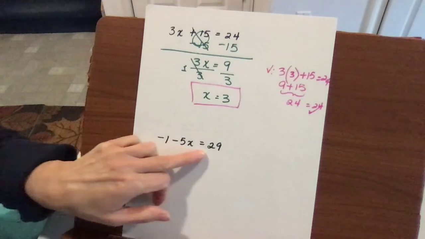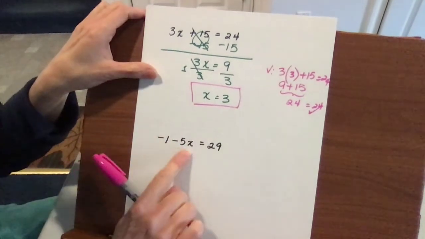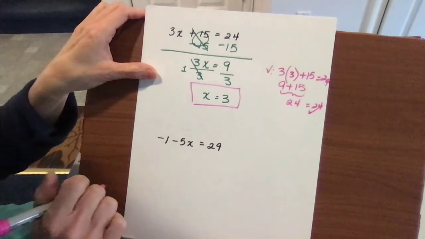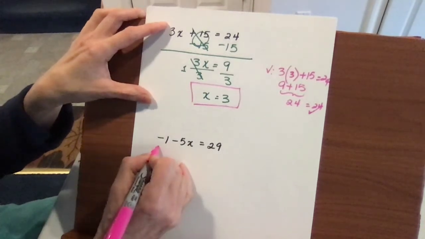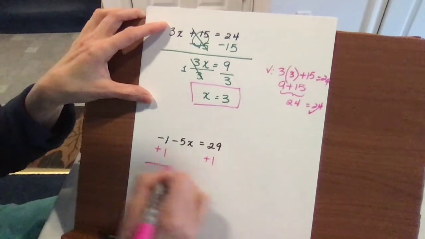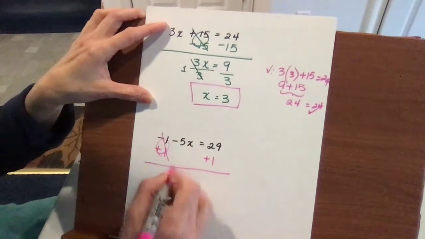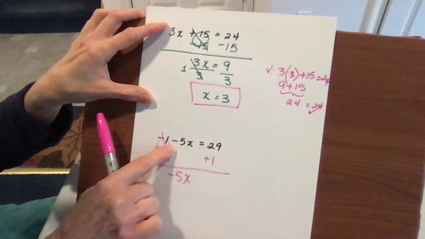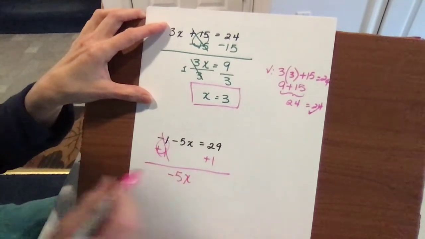Negative 1 minus 5x equals 29. Again, we want to get x by itself. So we add or subtract first to the other side, then we would multiply or divide whatever's next to x. So we'll add 1 on each side, and we're going to get a 0 here. But don't forget that's a negative 5x, so bring that with it. The sign in front becomes the sign of the number.